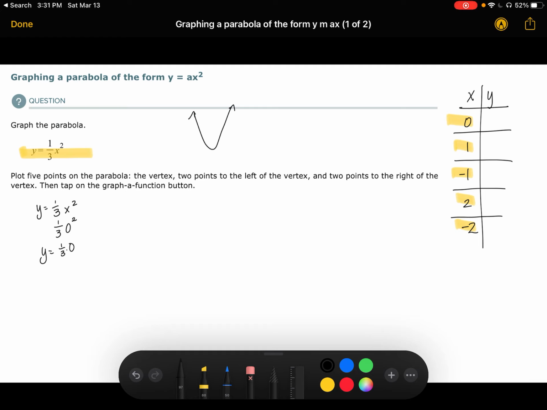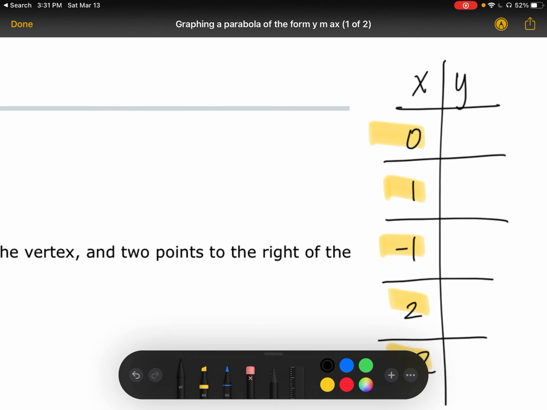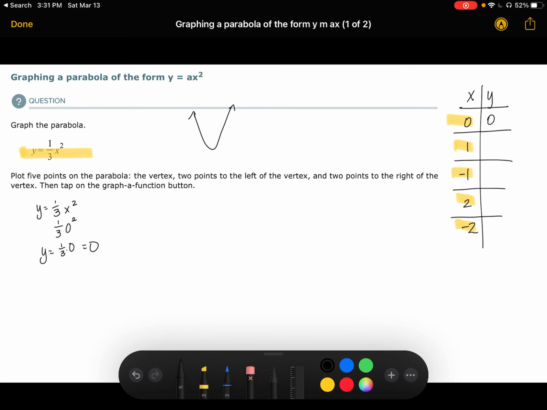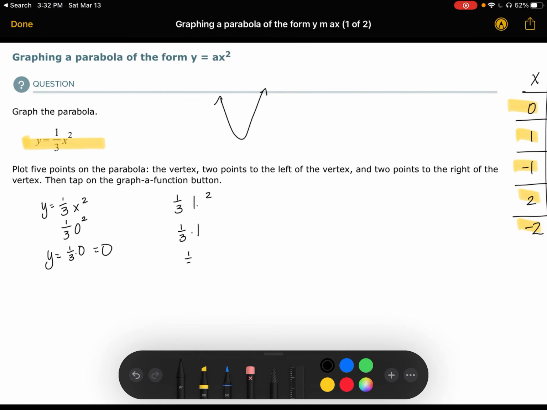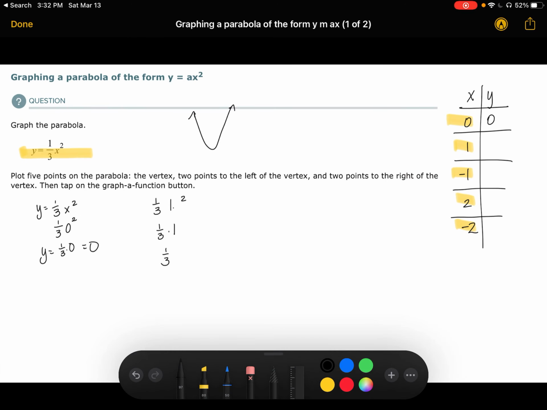This is why I always say use 0, because a lot of the time it's going to give you something basic. If it's one of your easier first sets of learning how to do something, 0 is probably going to be the answer. Anyway, moving on. The next one we're going to do is 1/3 times x, and your x value is going to be 1. So 1 squared is 1, and then 1/3 times 1 equals 1/3. That is my value for 1.